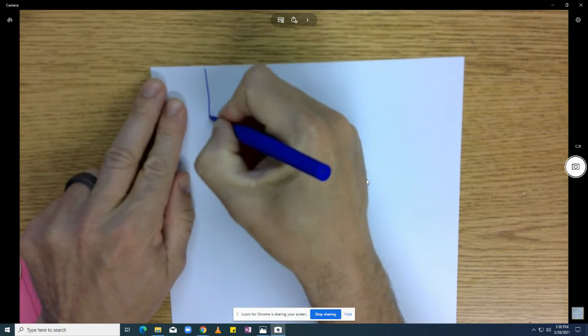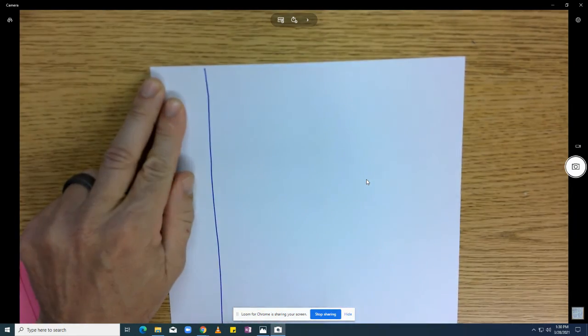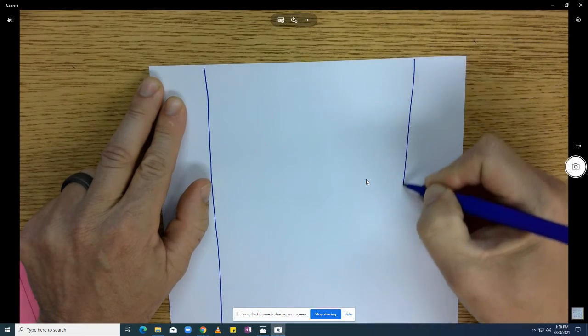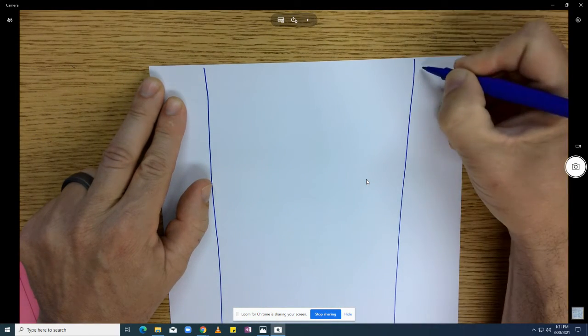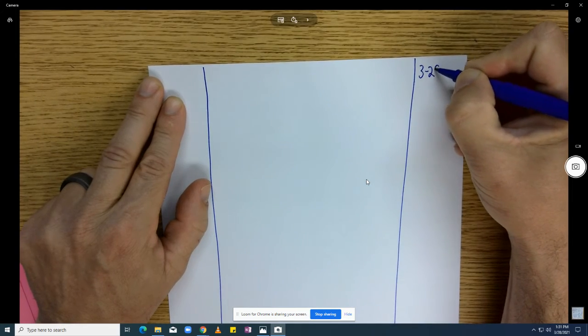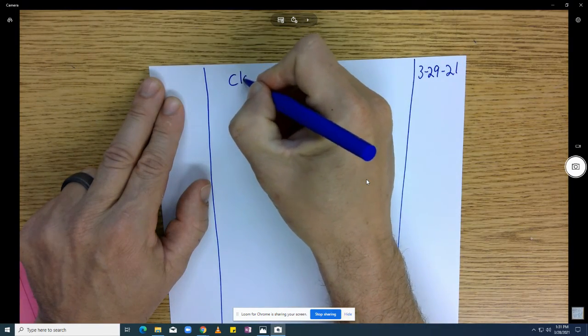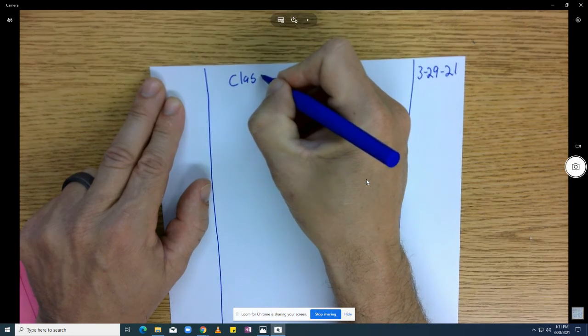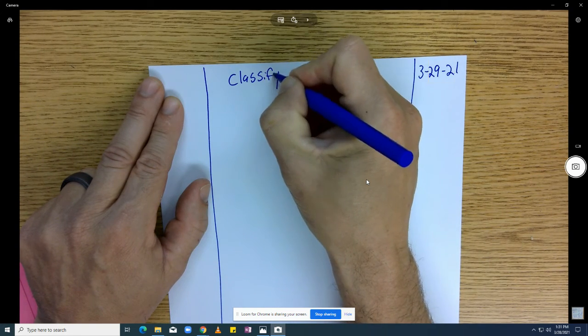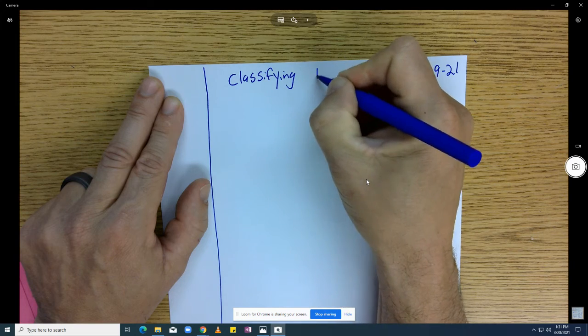All right. I'm glad this is working. So let's go 3-column notes. Today I think is 3/29/21. And what are we doing? We're classifying triangles.